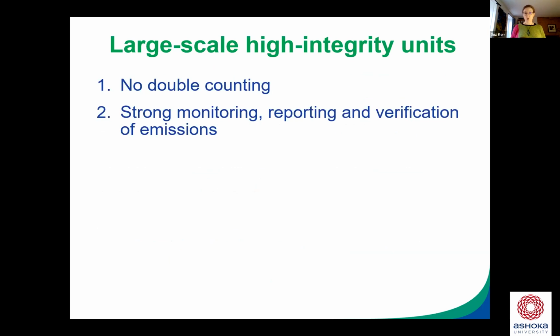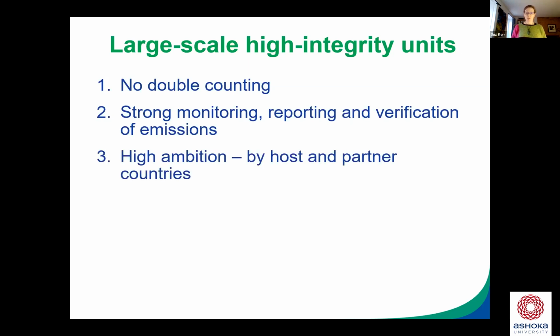So first is that there needs to be no double counting. So the Article 6 rules, which have just been agreed in Glasgow, require that there are what's called corresponding adjustments, so that if somebody sells them, their NDC is adjusted, or their inventory is adjusted, and the person who buys them adjusts their inventory. So it makes sure that the emission reduction is not counted in more than one country. It requires strong monitoring, reporting, and verification of actual emissions. So this could be strong national inventories that are transparent, that people can really trust, that they're done consistently over time.